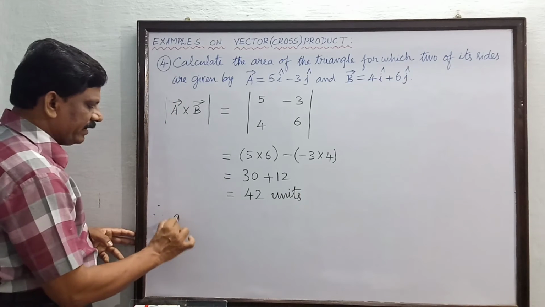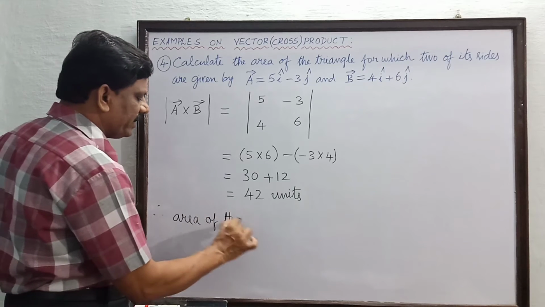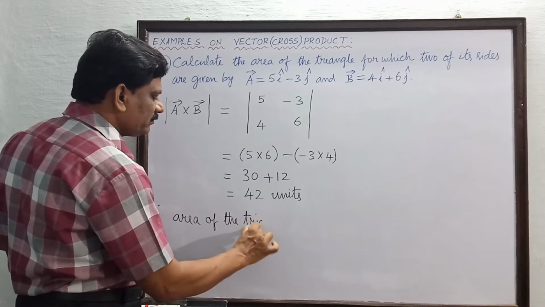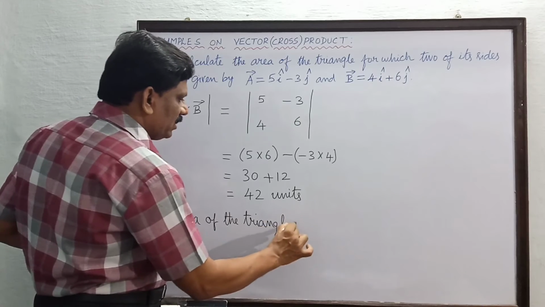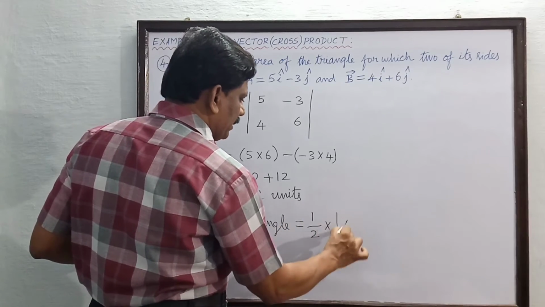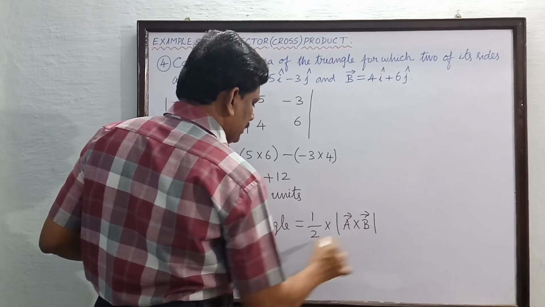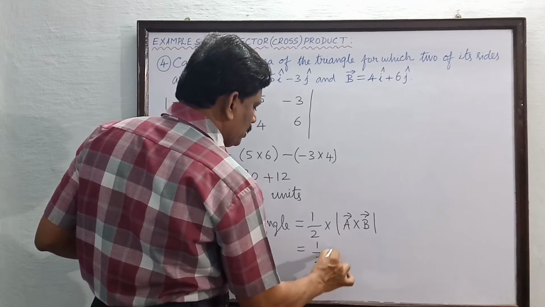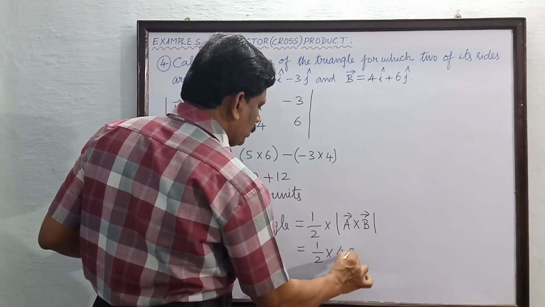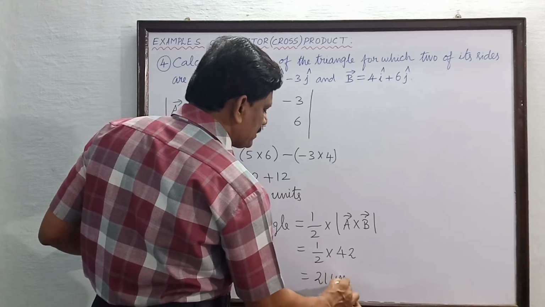Therefore, area of the triangle is equal to 1 by 2 into modulus of A cross B. And this is equal to 1 by 2 into 42. So this is now equal to 21 units.